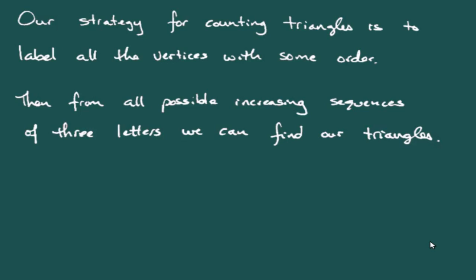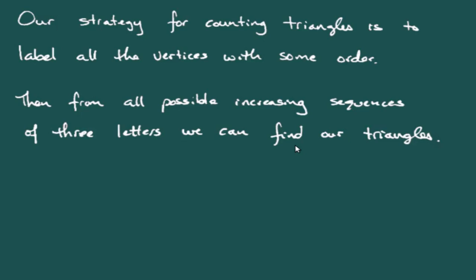Then what we can do is write down all the possible increasing sequences of those 3 letters, because the 3 letters are corresponding to our triangles, and from there we can go back and compare in our geometric figure to find all of the possible triangles in our figure.